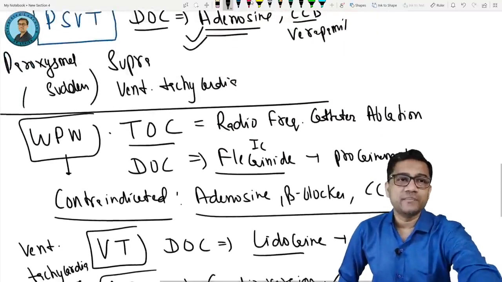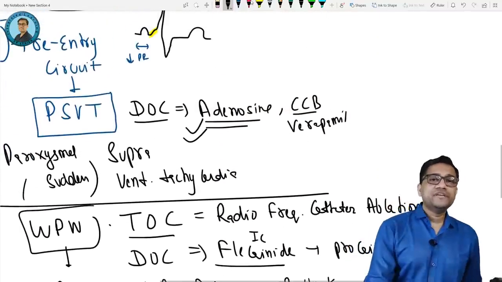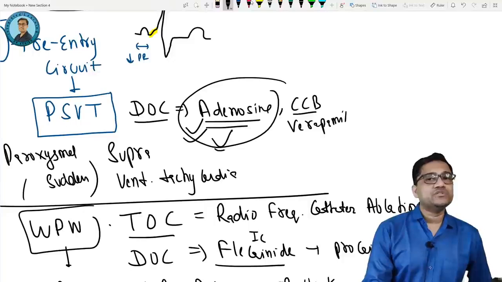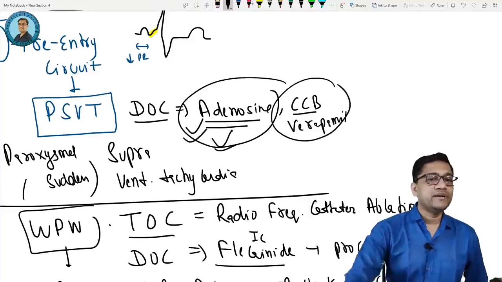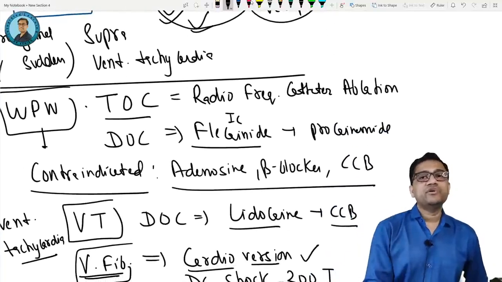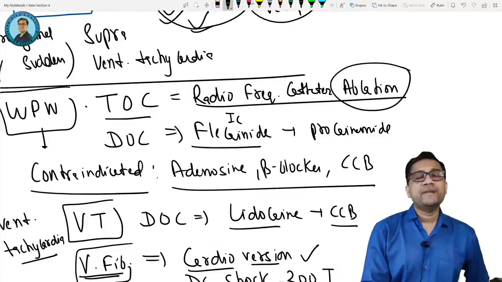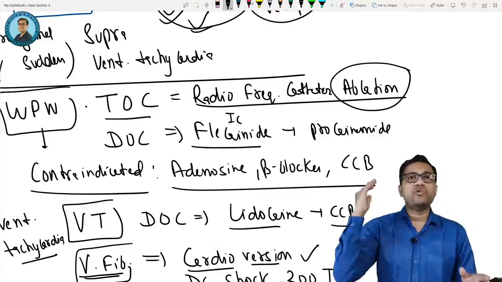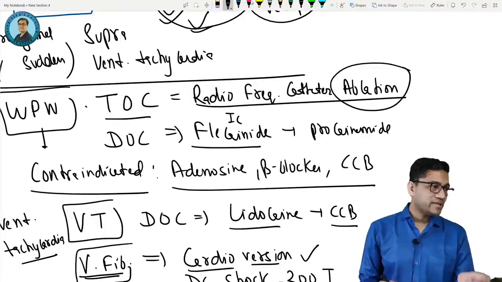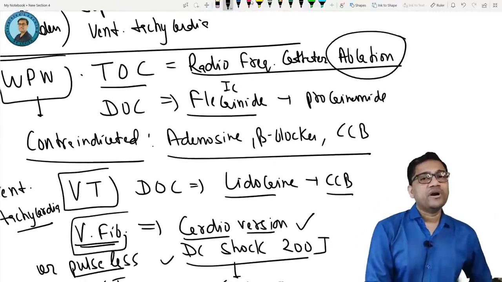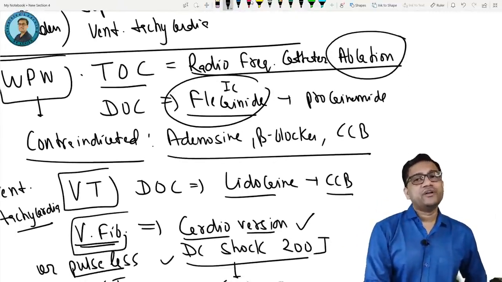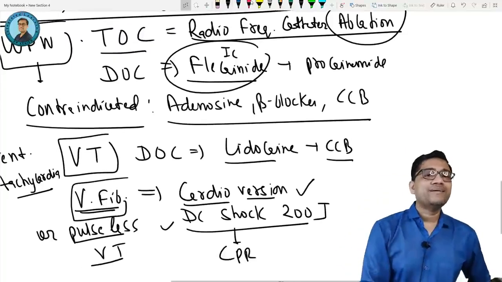So once again, summary, for PSVT, what are the drugs of choice? Adenosine or CCB, are you clear? For Wolff-Parkinson-White, we will do radio frequency ablation and destroy the abnormal pathway, are you clear now? If you want drugs, we give flecainide or procainamide can be given.